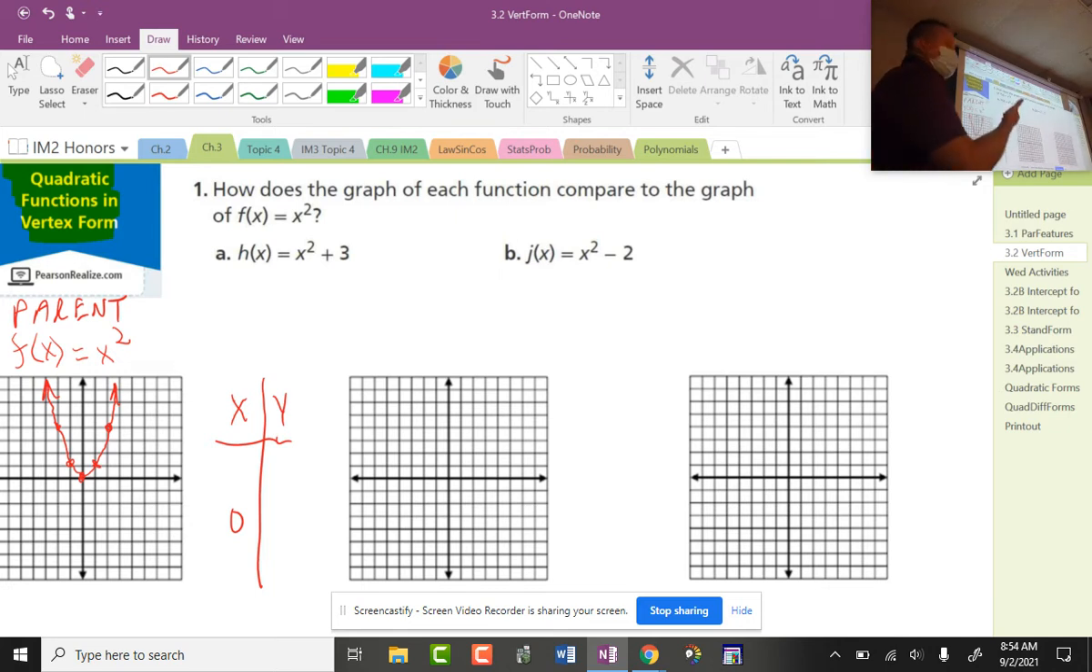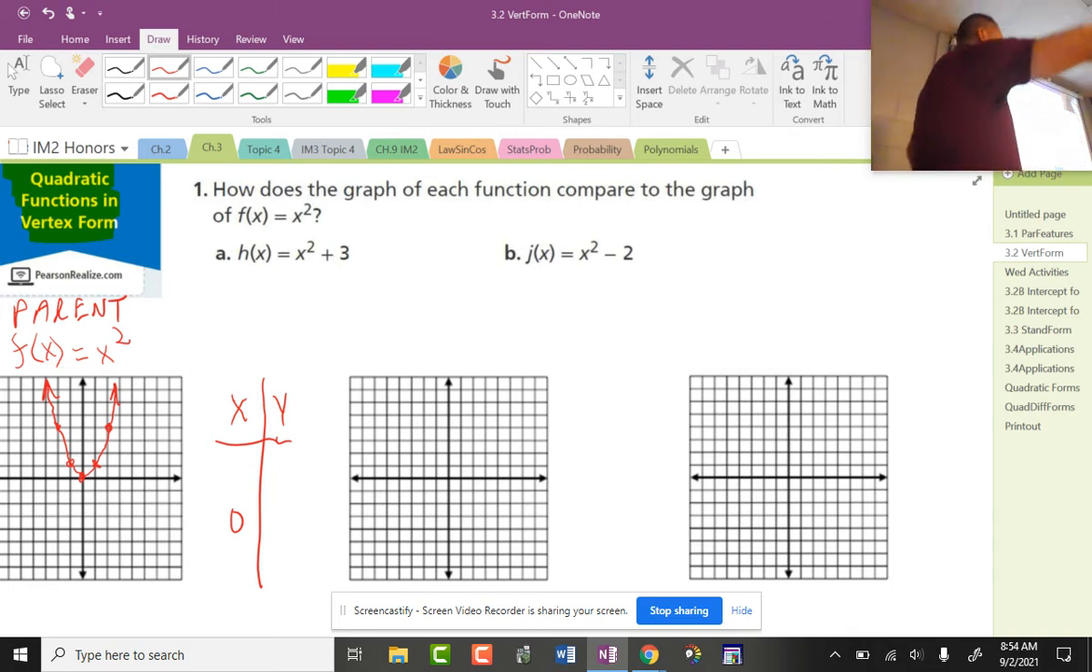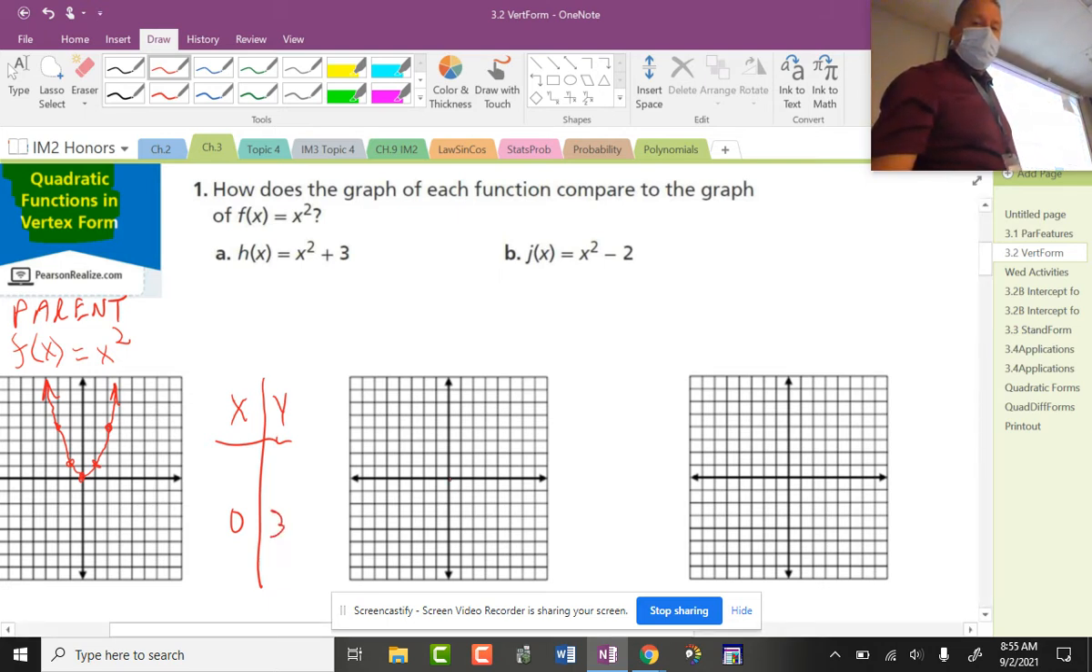The reason is I know what the +3 does. And that's what we're going to get to and try to get to for everyone in here. What does the +3 do? Don't answer that yet if you already know. By the way, 0 squared is 0, but +3 is 3. So 0, comma 3, input, output, put the coordinate where it belongs.